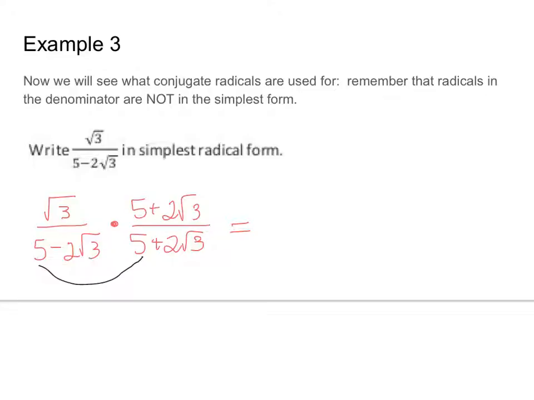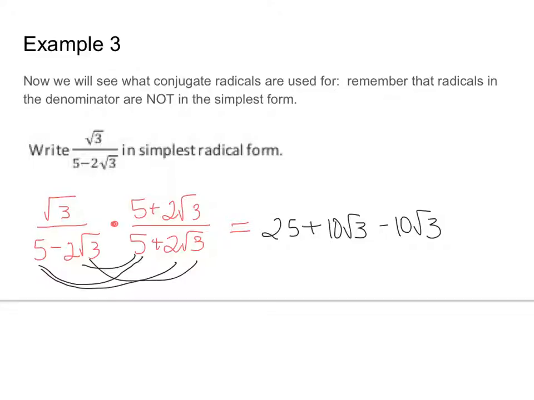So 5 times 5, 25 first, outer, inner, last, okay, collect like terms. 25 minus 4 times 3 is 12. We're left with 13 in the denominator. So let me write that down here before we lose it. And let's do the top. So this is the bottom. I don't know why this is in red now.